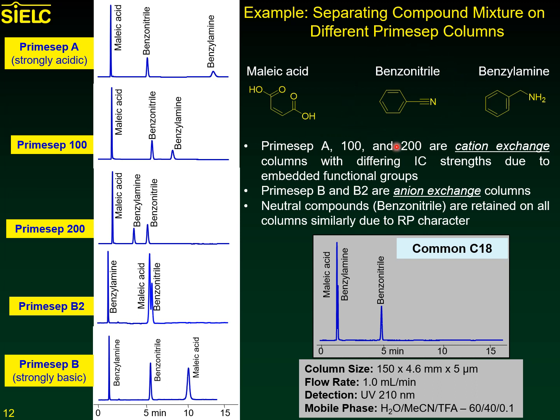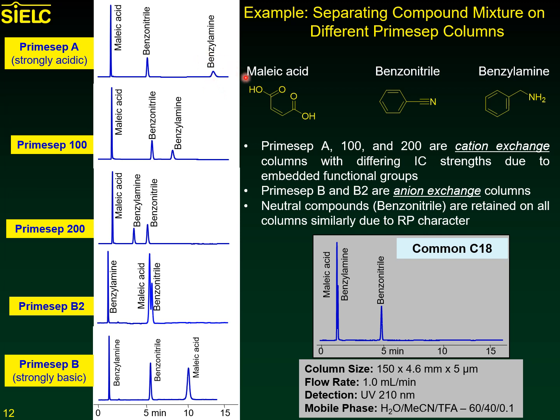Benzonitrile also does not interact much with the stationary phase, except for its hydrophobic interactions due to the aromatic ring. It also does not participate by an ion exchange mechanism, which is why it elutes second. Benzylamine, though, does participate in an ion exchange mechanism, as the amino group is protonated and converted into an ammonium ion, and thus it is separated on the column by both a hydrophobic mechanism and an ion exchange mechanism, which is why it elutes last on the Primesep A column.